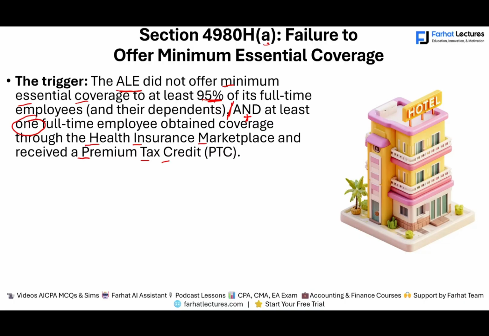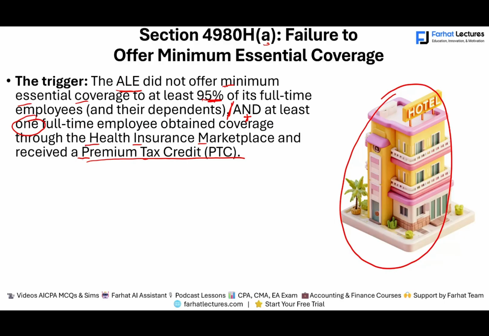Here, what we're looking at is there are no exits in that hotel. But again, the penalty is not triggered until one employee goes to the health insurance marketplace and receives the premium tax credit. Now, what is the premium tax credit? Premium tax credit is the subsidy that the government offers to that employee.